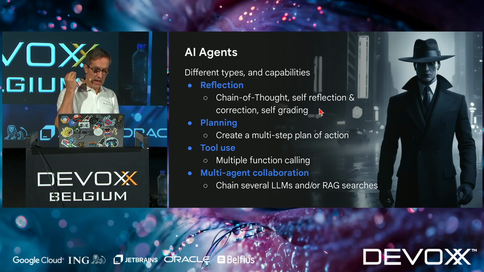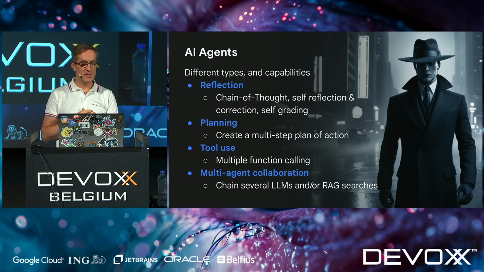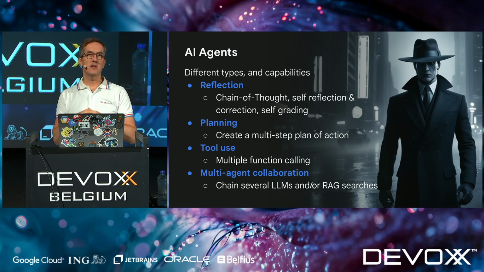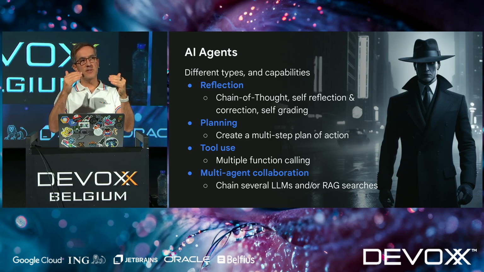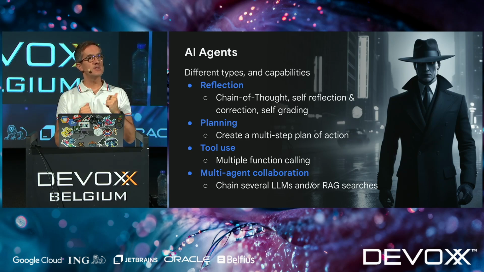So agents actually use that mechanism. Tool use or function calling, that's the same thing. But the AI agents are a little bit smarter. They can use techniques like chain of thought to think step by step and follow certain steps that you ask it.